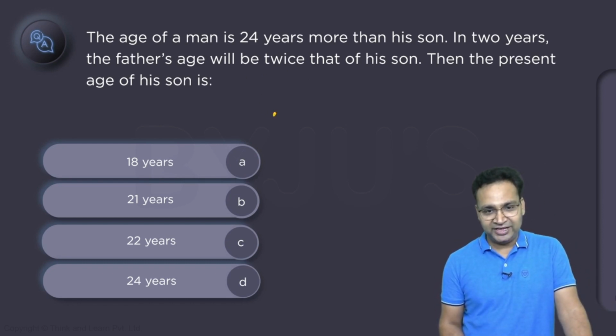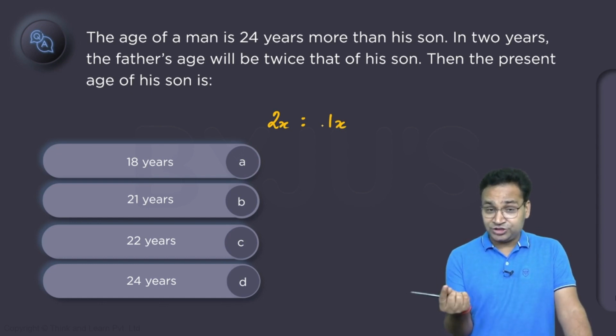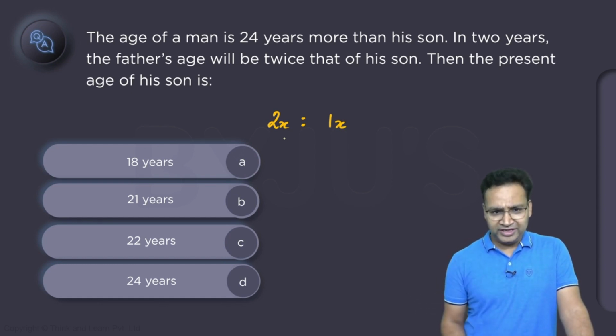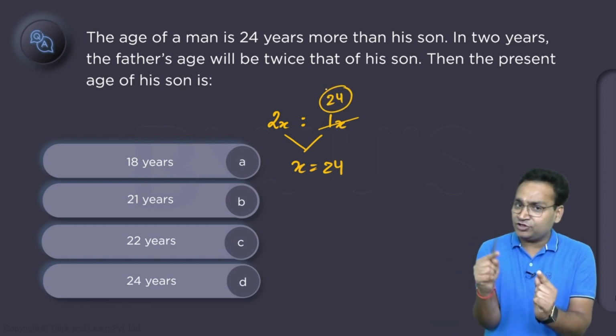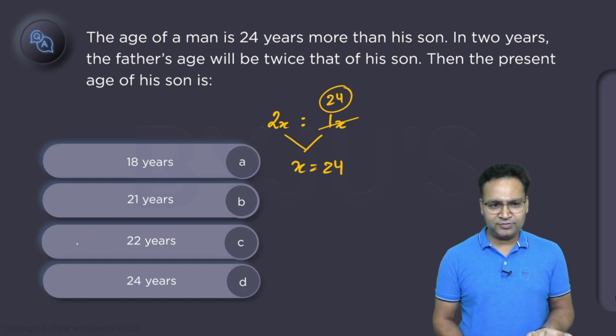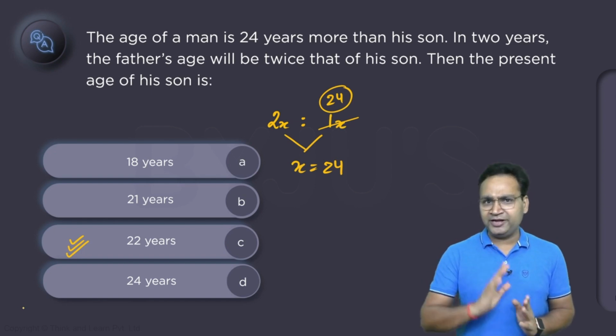The father's age is 2 times the son's age, and the son's age is 1. Now tell me the age difference, will it change? No, the age difference will remain the same. So the age difference x is 24. So what is the value of 1x, 24? This is the age of the son after 2 years. So what is the present age of the son? 22 years. Can it be done without pen and paper?